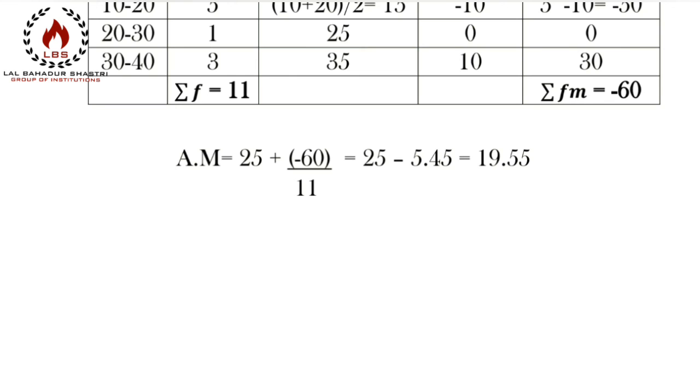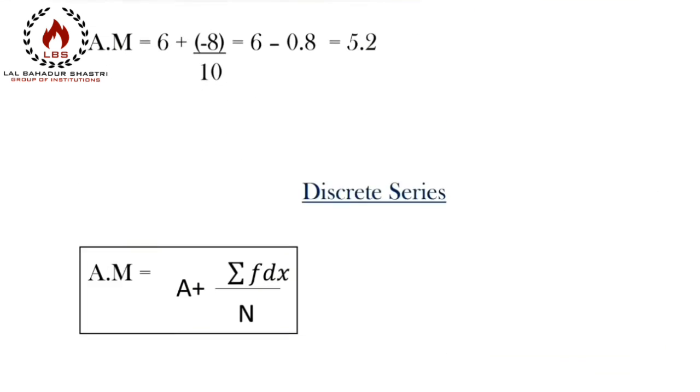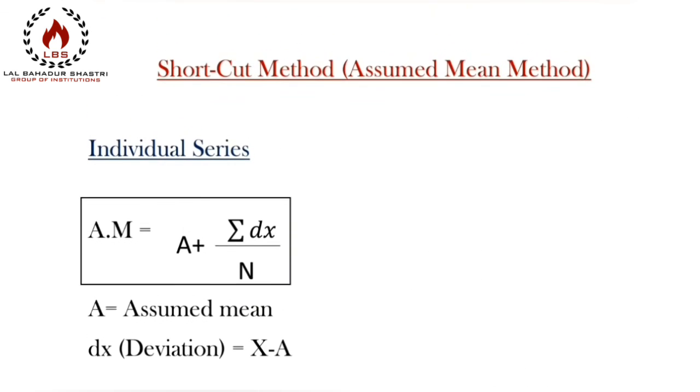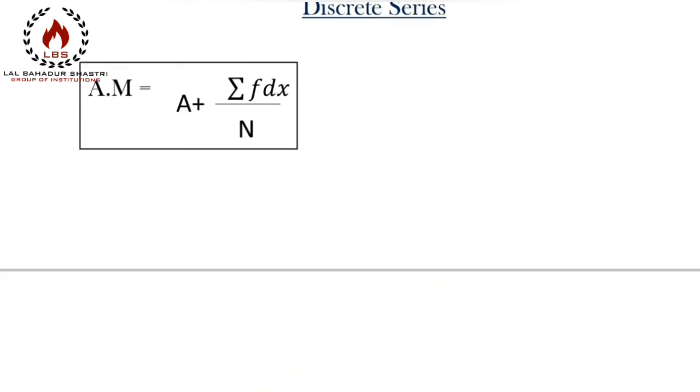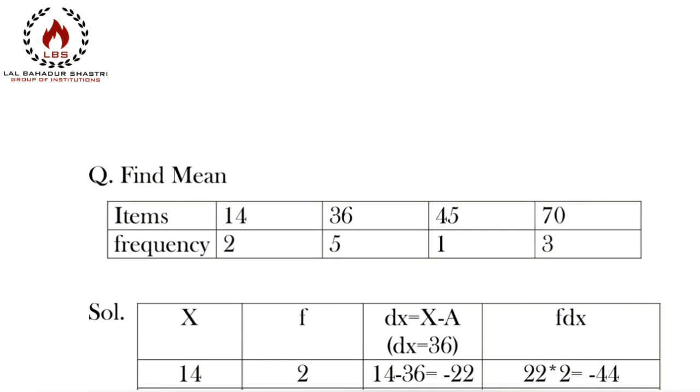Now check whether this value is correct or not. Continuous series: 19.54. 19.54 and 19.55 are similar values. So we have seen how we solve these by the direct method and the shortcut method. In the next video, we will discuss the step deviation method.